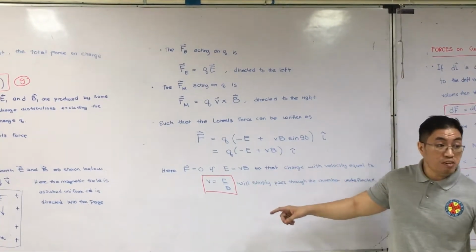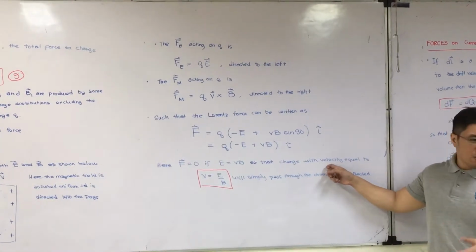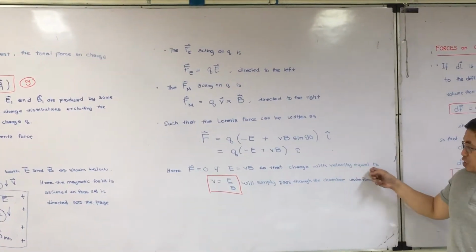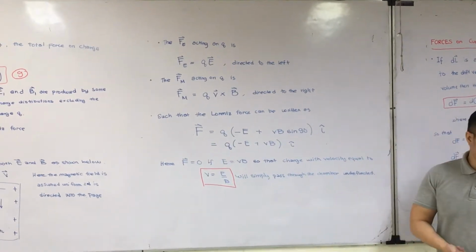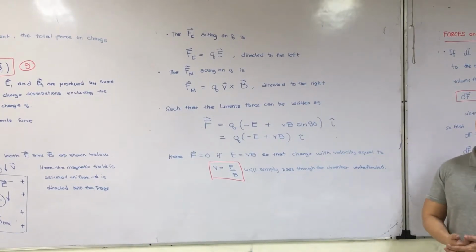Now, what's the meaning of that? The meaning is that the charge will experience no net force. The net force will just be equal to 0, and it will simply pass through the chamber undeflected. It will go neither to the left nor to the right.